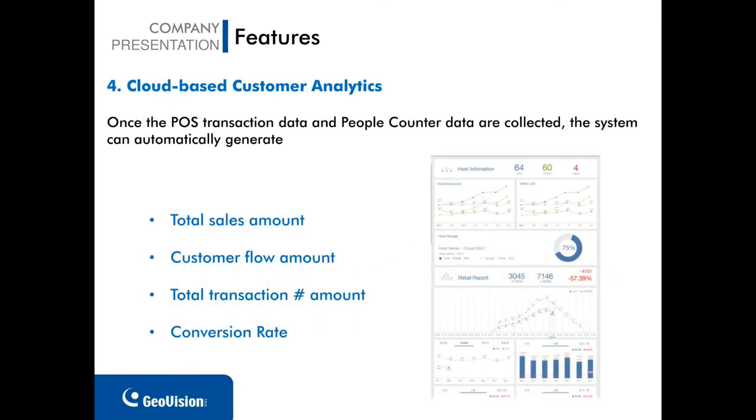Feature 4. Cloud-based customer analytics. Once the POS transaction data and people counter data are collected, the system can automatically generate the report as following: total sales amount, customer flow amount, total transaction number amount, and the conversion rate. And all the reports will be available via mobile app and web browsers.